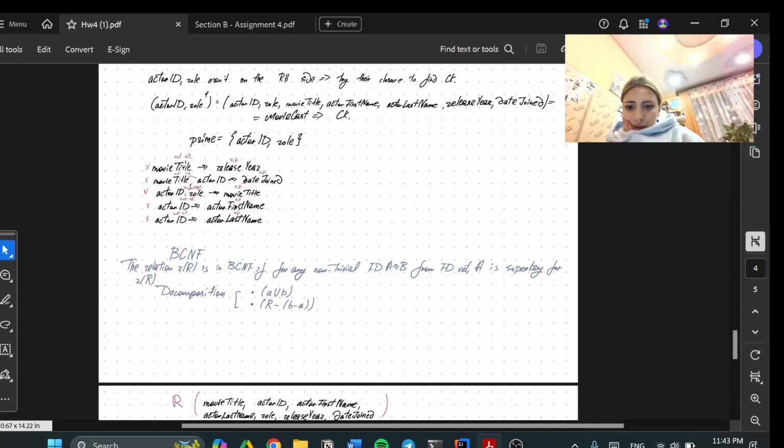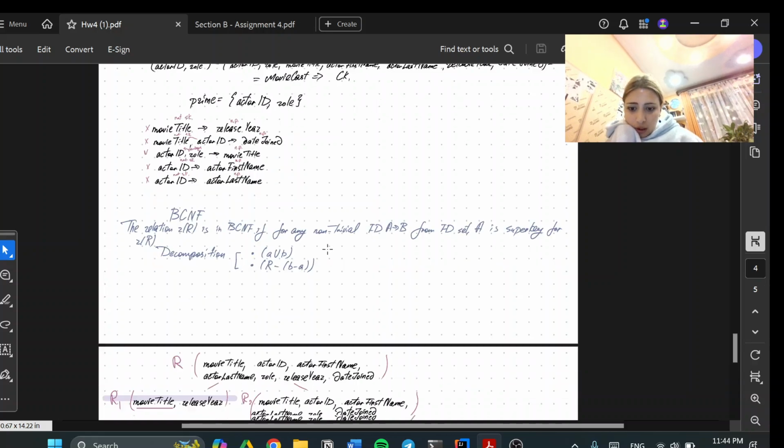Movie title is not a super key, release year is not prime. This is wrong. Second one, movie title is not a super key, actor ID alone is not a super key, so this is wrong as well because date joined is not prime. For movie title, actor ID and role, they are super keys, so this row only is correct. For the other two, actor first name and last name are not prime, and actor ID alone is not a super key, so those two are wrong as well.